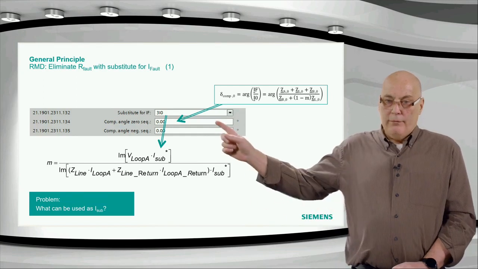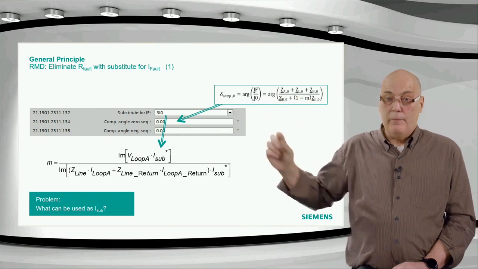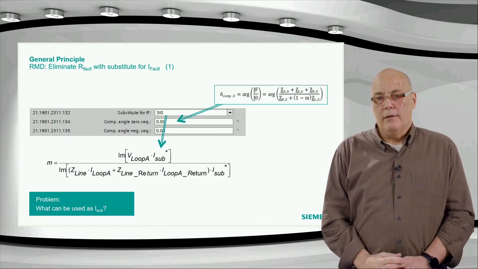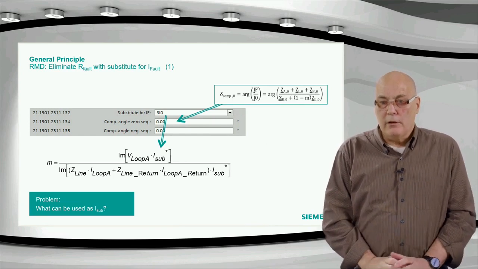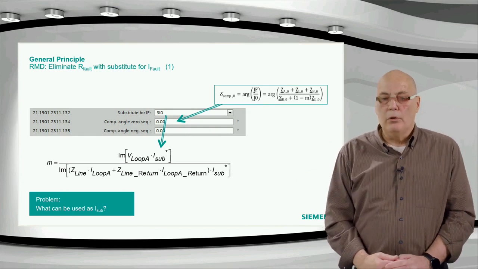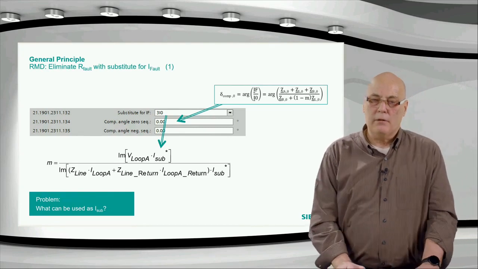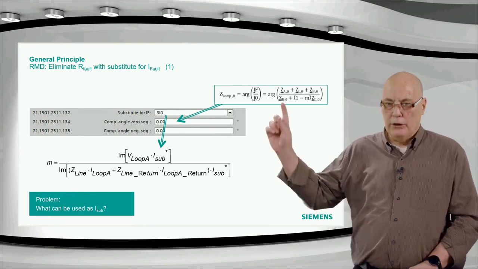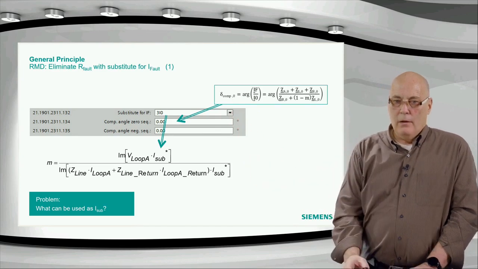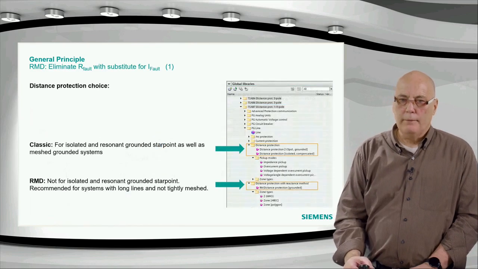And then you have compensation angles here. The compensation angles is a fairly complicated equation here. It's for non-homogeneous lines. Again, if you leave it on the default 0 degrees, then you assume a homogeneous system, which will be good enough or much better than doing nothing in 80% of the cases. But we have complicated situations. You can then set a compensation angle to even allow for non-homogeneous systems.